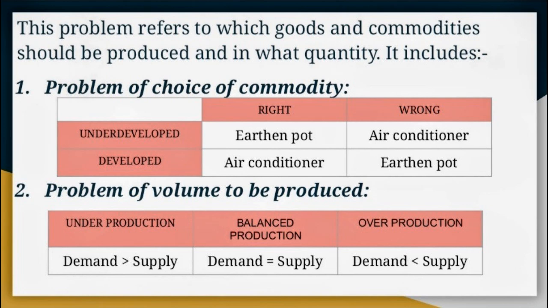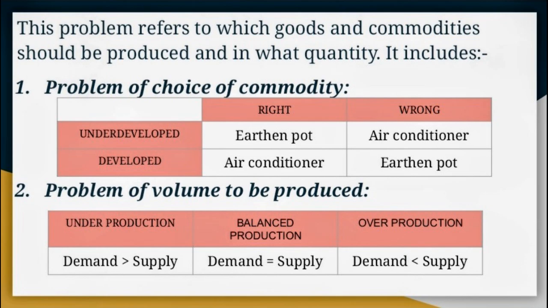The first is problem of choice of commodity, that means which particular commodity should be produced and should not be produced. So, the selection of commodity should depend upon the area in which you are going to set up your business or start your production hub. So, if we categorize it into two parts, that is underdeveloped type of country and developed type of country, it will be right to produce earthen pot in an underdeveloped country, and it will be wrong to produce air conditioners in an underdeveloped country.